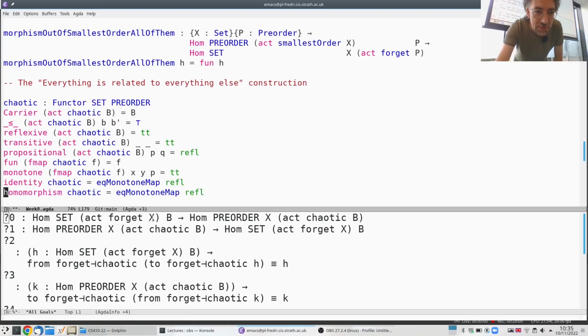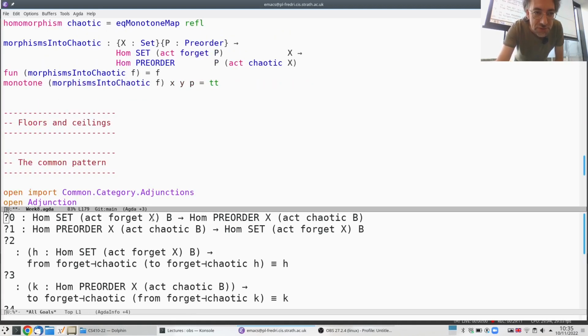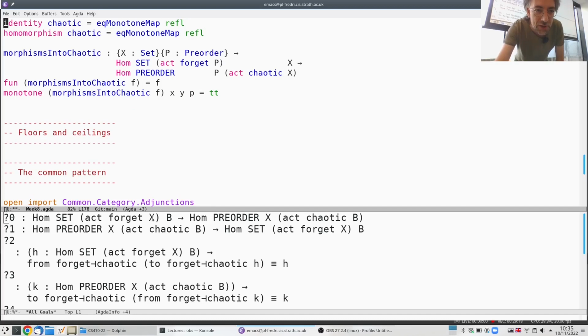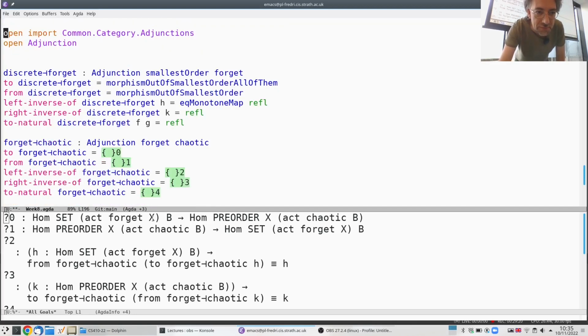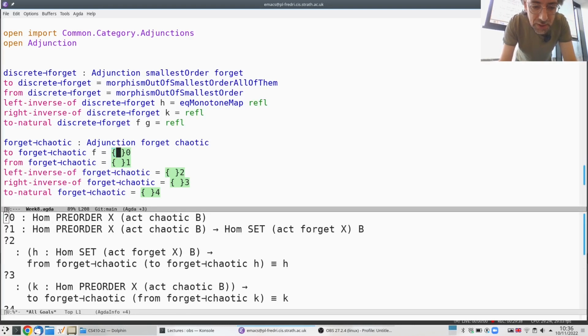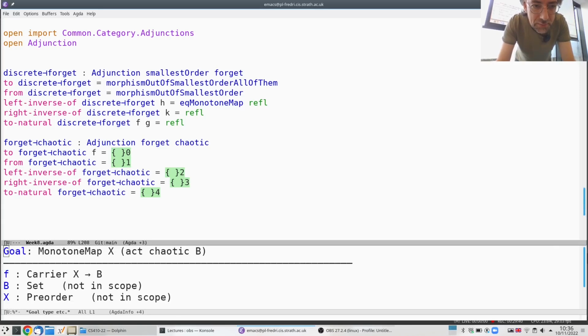Is it the morphisms into chaotic? Do we only go one way? I think we only did one way, so maybe I'll do them again, just out of locality. Right. So what have we got? We've got a function f. We need to make a monotone map.